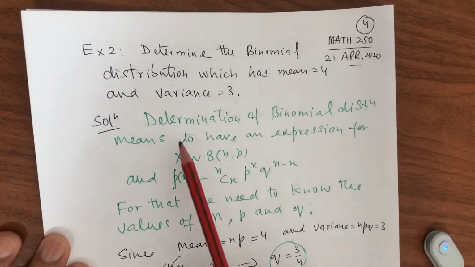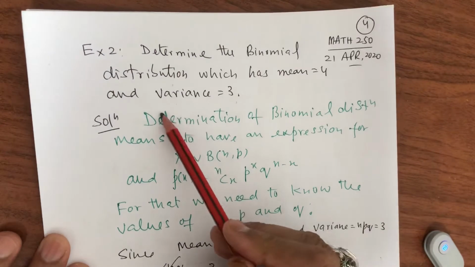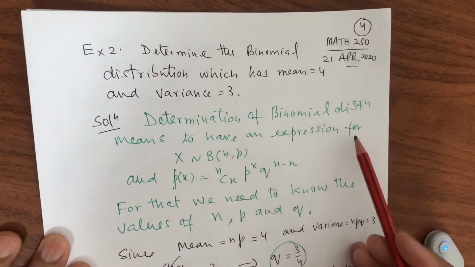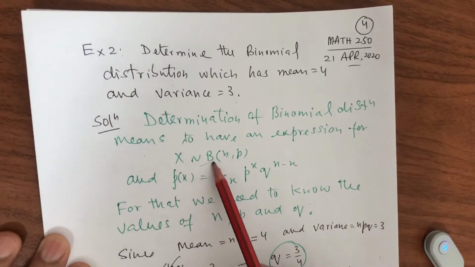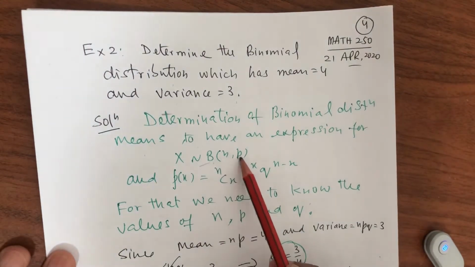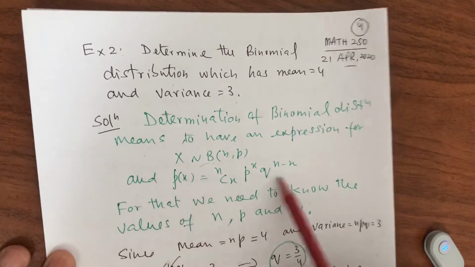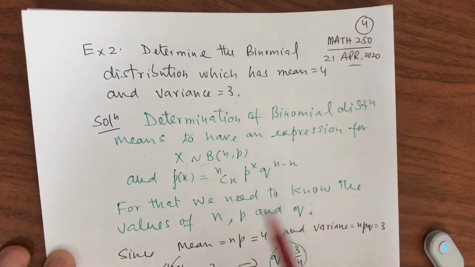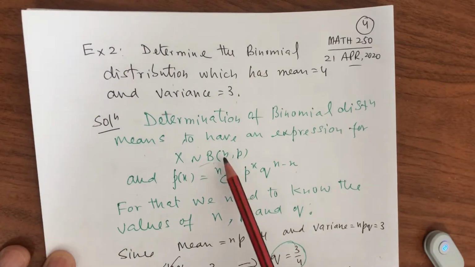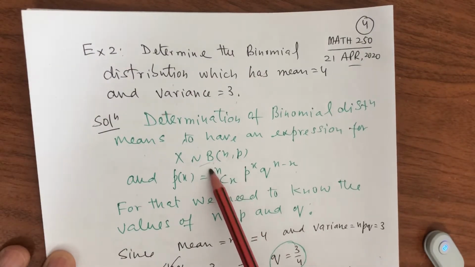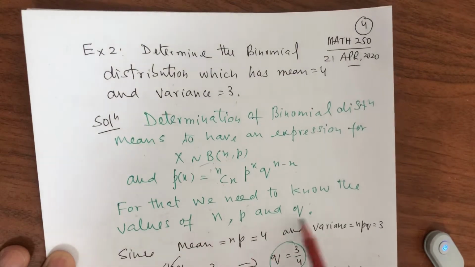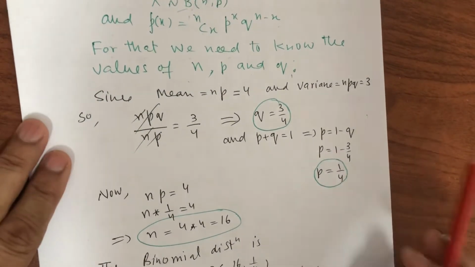How can we determine it? Determination of binomial distribution means to have an expression like this: X follows binomial distribution (n, p), and to have this probability function P(x) equal nCx p power x q power n minus x. How can we have these two pieces of information? For that we need to know the values of n, p and q. How will these values come? These values will come from this relation.